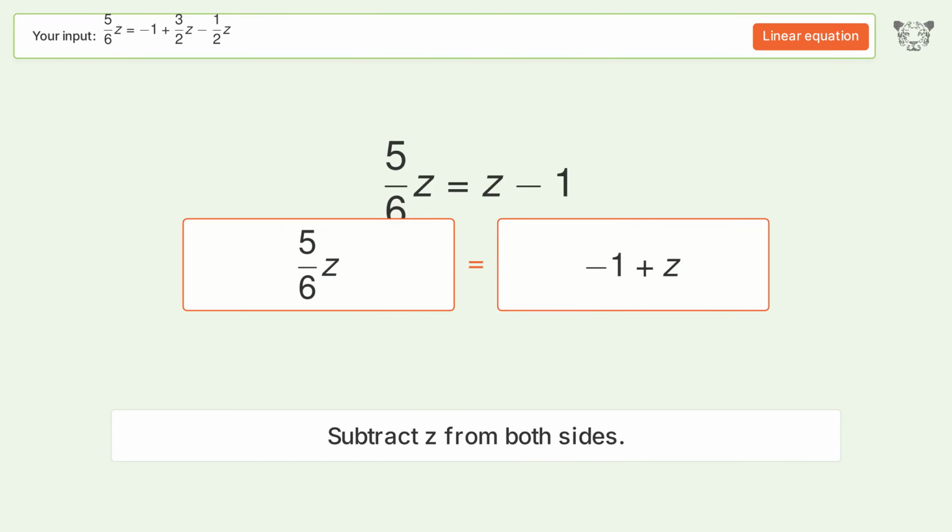Subtract z from both sides to collect the variable terms on the left. That gives -1 over 6 times z equals -1.